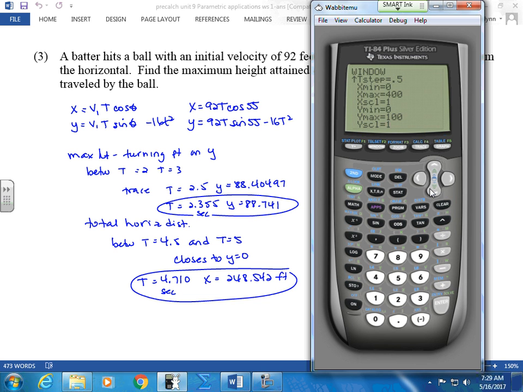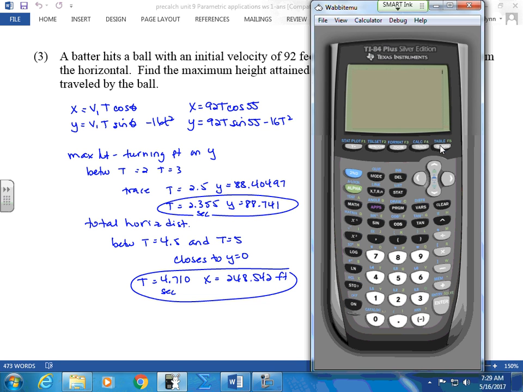Okay, you can always redo your windows. You can even first look at your table. As long as you get this, don't reset it. You just need to be able to trace it down to where it hits the ground. So you want to know the maximum height. So what am I looking for? Technically, the vertex. Good. I'm looking for its vertex. I'm looking for its turning point.